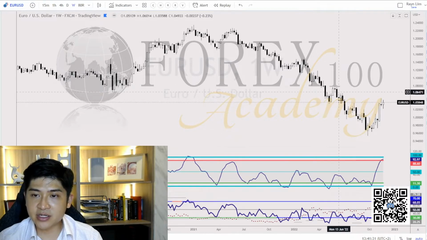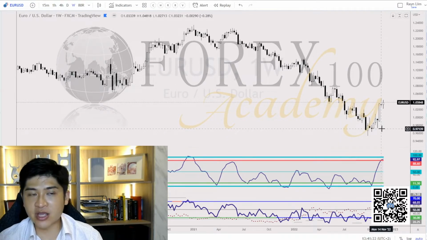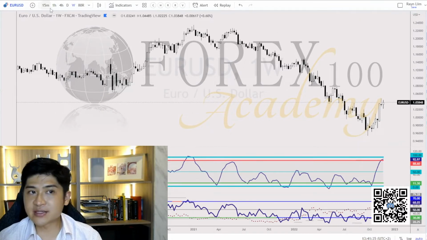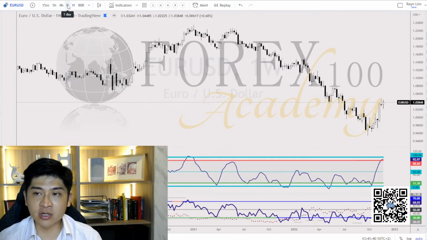And for trend traders, this is still a bearish trend on a higher time frame. So I leave that to you if you are looking for a shorting opportunity, that means trend trading, or a buying opportunity on counter trend trading.